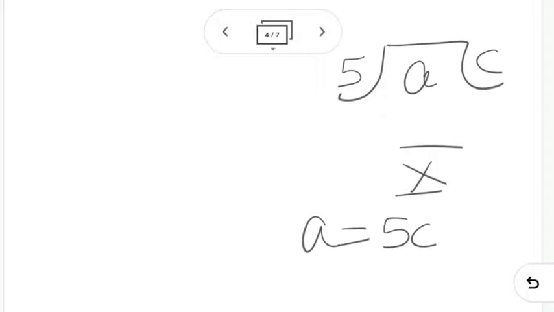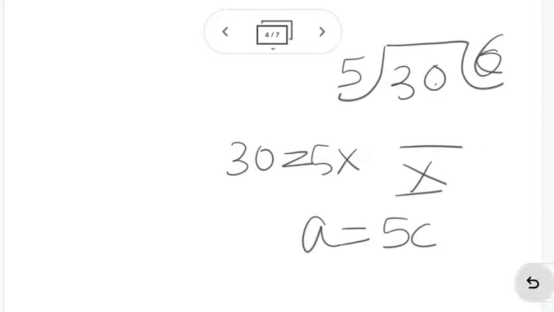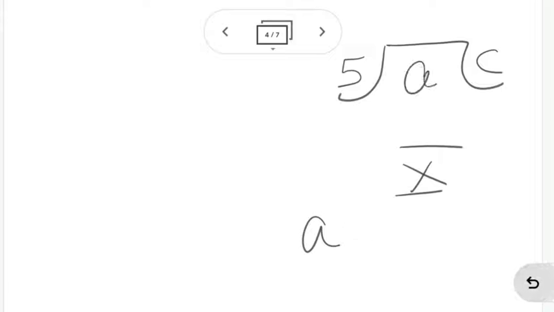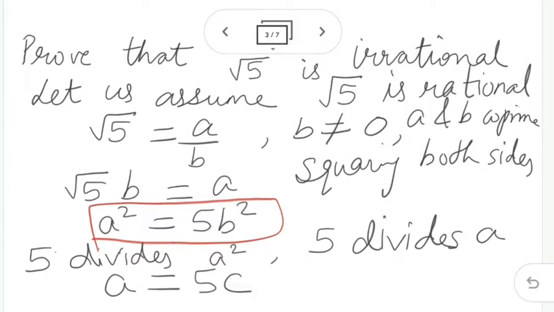Suppose we take this number as 25, or we can take 30. We know 5 sixes are 30, so we can write 30 equals 5 into 6. Similarly here, we are not taking 30, we don't know the value of A. We are simply taking that 5 divides A. So we can write A equals 5C, because if 5 divides A, it means when we divide A by 5 it will be completely divisible. Then there will be some quotient, and we are taking that quotient as C. So we can write A equals 5C.